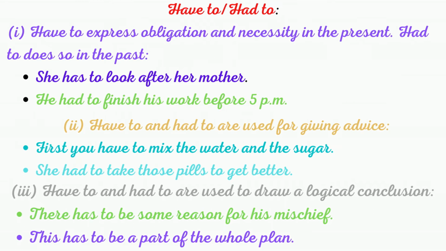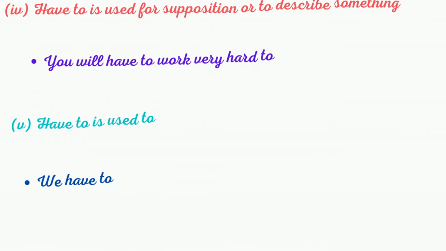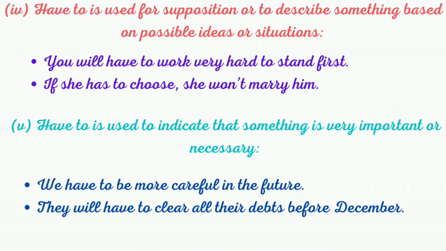Have to and had to are used to draw a logical conclusion. There has to be some reason for his mischief. This has to be a part of the whole plan. Have to is used for supposition or to describe something based on possible ideas or situations. You will have to work very hard to stand first. If she has to choose, she won't marry him. Have to is used to indicate that something is very important or necessary. We have to be more careful in the future. They will have to clear all their debts before December.